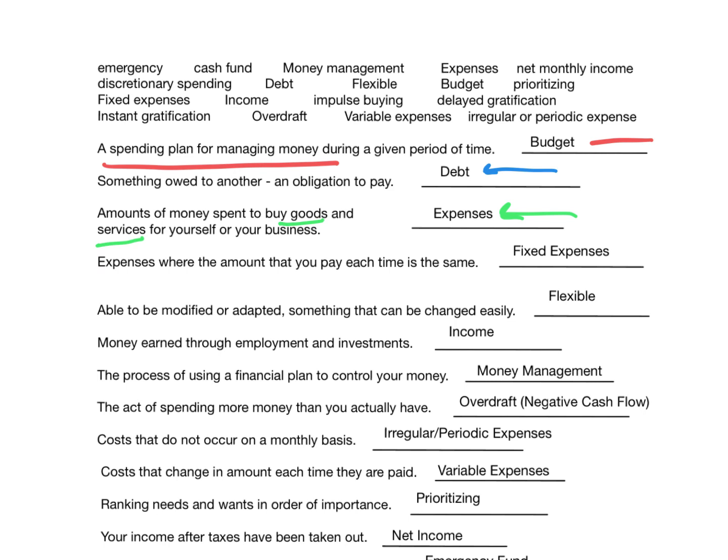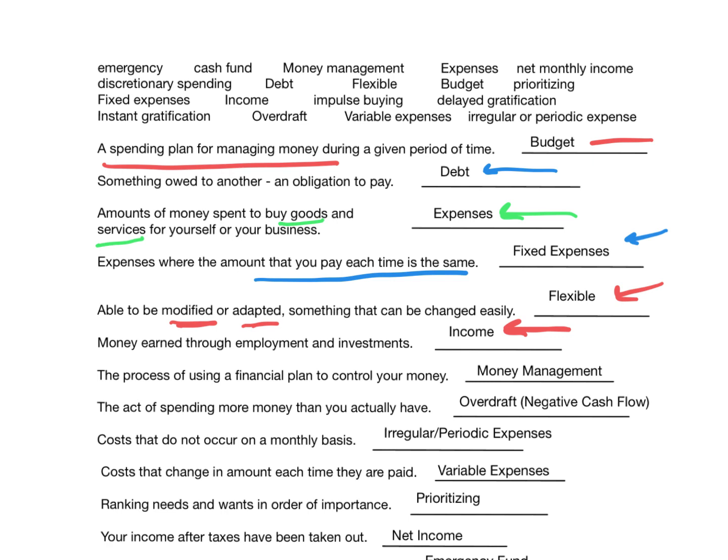Money spent to buy goods or services. And we just talked about the fact that where the amount you pay each time is the same. Fixed expenses. Budgets need to be flexible. They need to be able to be modified or adapted. Money earned through employment and investments is your income.